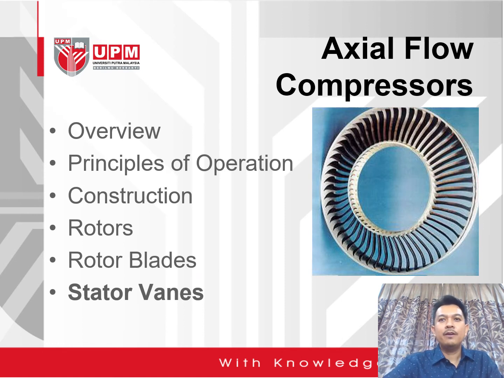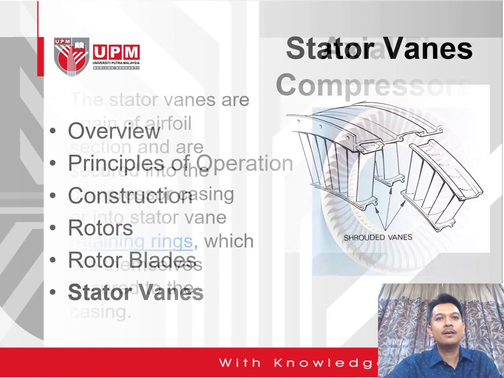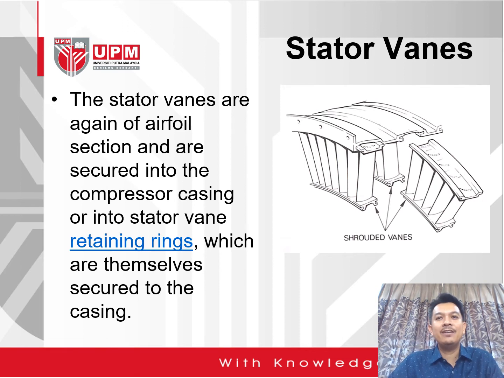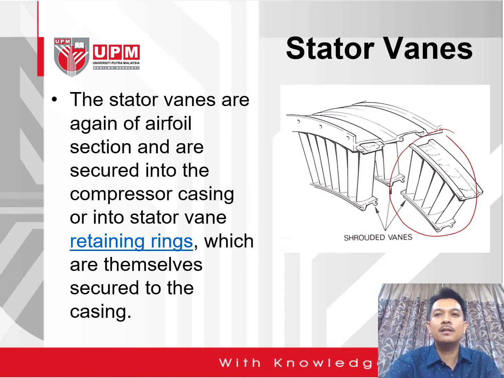Now we go into the stator vanes. This is a typical picture of stator vanes. It is being secured piece by piece into the inner ring. The stator vanes are again of airfoil section and are secured into the compressor casing or into the stator vane retaining rings. So you can have two different modes of configuration, which are themselves secured to the casing. So you can see here a typical cutaway on how the stator vanes are being secured.